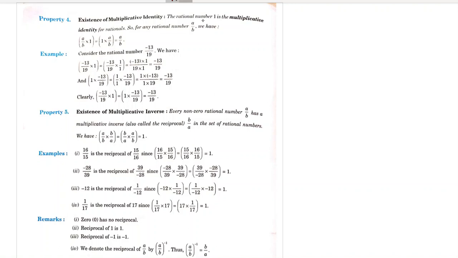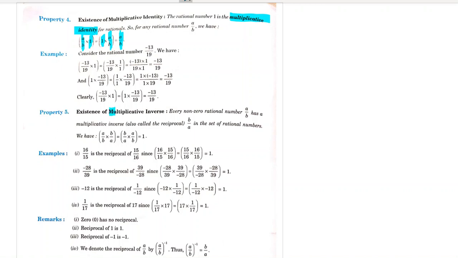But here we are studying multiplicative identity. Multiplicative identity means if you multiply a rational number with a certain number, the answer will be the same rational number. So what kind of rational number is that? 1. So the multiplicative identity for any rational number is 1. So if you multiply any rational number like how they have shown here, a by b, with 1, or you multiply 1 with any rational number in any order, then the answer will be the same rational number, a by b. Okay, so that's multiplicative identity.